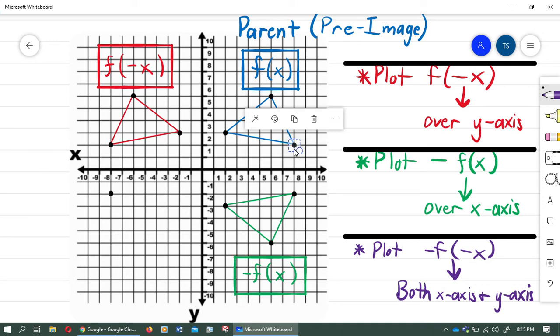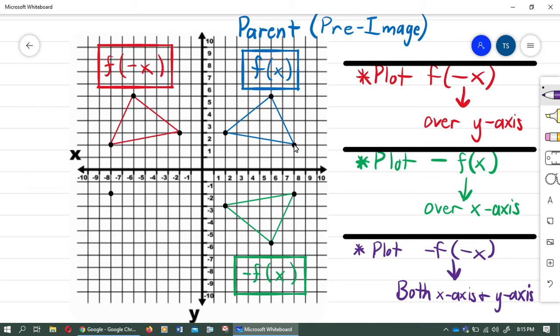All right, did you see the way I just moved my cursor? After a reflection over the y-axis, and after that a reflection over the x-axis. Boom, right? So you could do it. You could choose to do it either way. You could do it over the y-axis first.